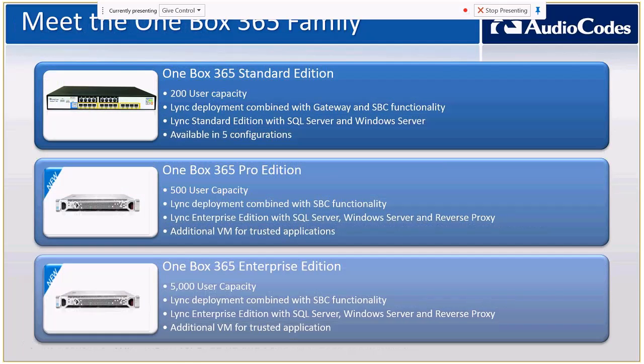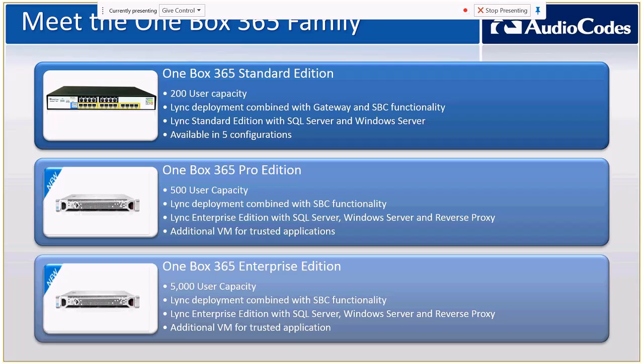The OneBox 365 product comes in 3 sizes, and as we go through the slides, you'll understand how you can sometimes have a need to mix and match some of these sizes. The first one we'll talk about is the OneBox 365 Standard Edition. It has a 200 user capacity. It's available in 5 different configurations. It's a combined gateway and session border controller in one. So with this OneBox, and I'm going to go over that on the next slides, you have everything.